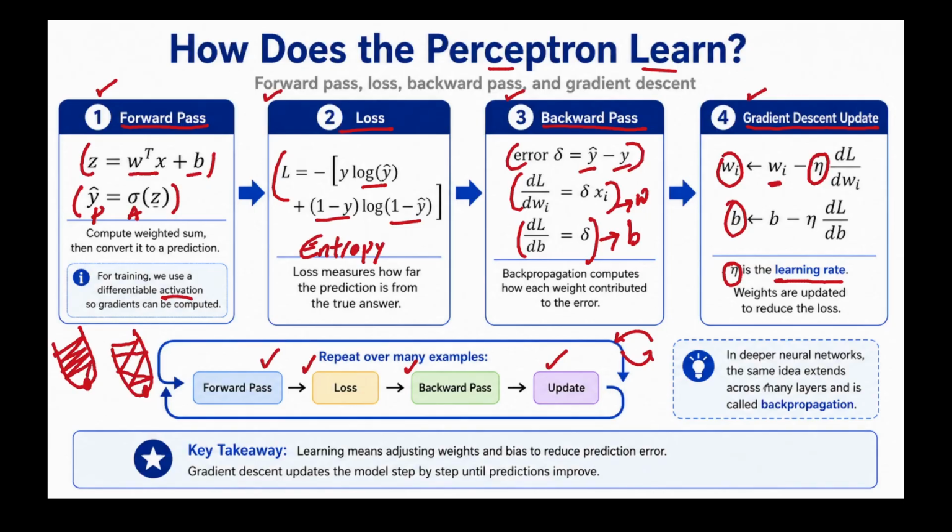The same idea extends to deeper neural networks. When we have many layers, the backward pass is applied across all layers. That is called backpropagation. The key takeaway is learning means adjust weights and bias to reduce prediction error. And gradient descent updates the model step by step until predictions improve.